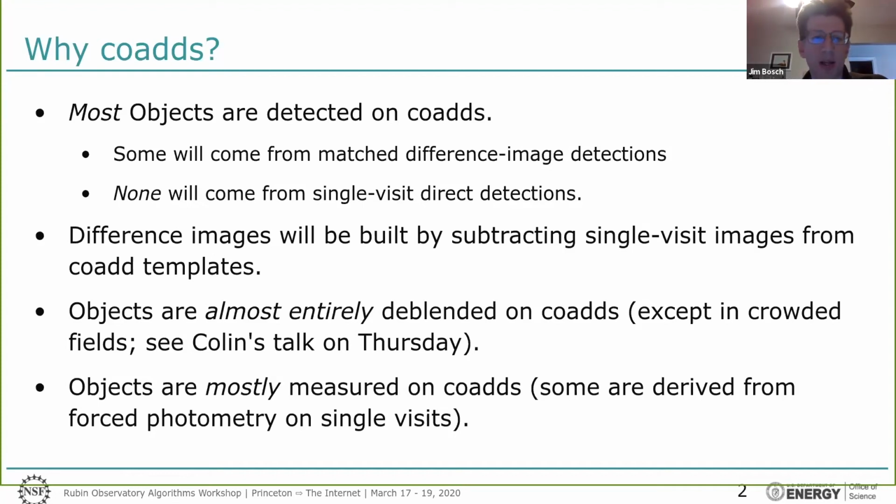We're going to use coadds when we make difference images, because we need a template, and we're going to use the coadds as the templates. Objects are going to be almost entirely deblended on coadds. There's a little bit of an exception for crowded fields. Colin will talk about that on Thursday. And objects are mostly measured on coadds. I think some object measurements are derived from forced photometry on single visits, but most object measurements will also come from coadds.